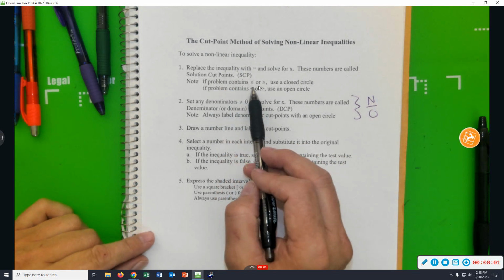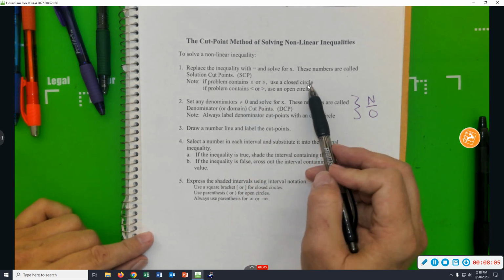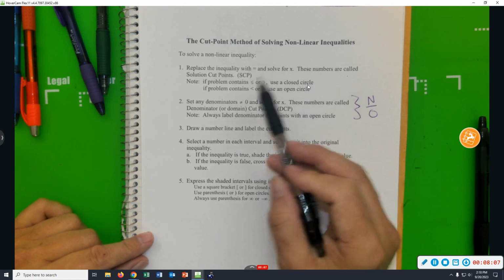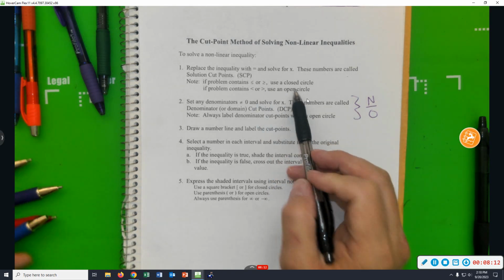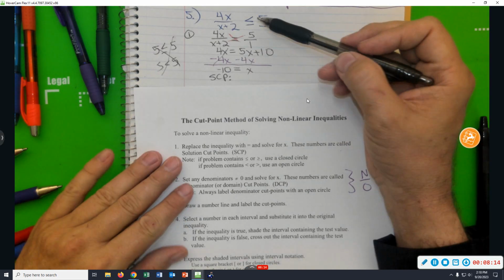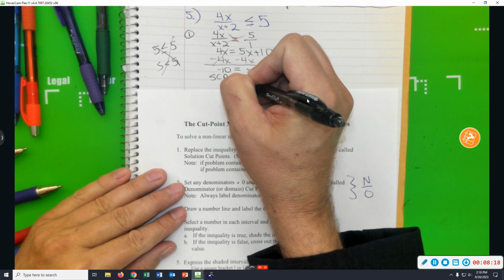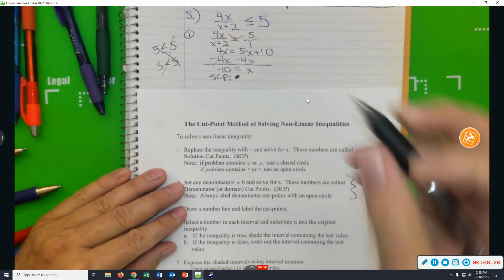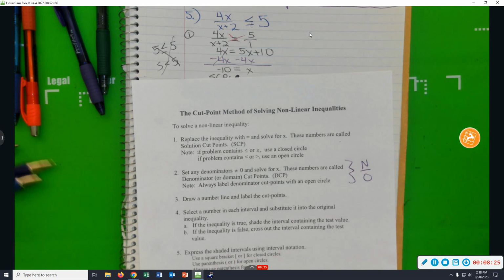If the problem contains a less than or equal to or greater than or equal to, you label your solution cut point with a closed circle. If it's just a less than or a greater than, you'll use an open circle. So for the solution cut point, there's equality. We're going to have to label it using a closed circle. The first thing we do, we ask ourselves, when does the left side equal the right side? When is the inequality equal to?